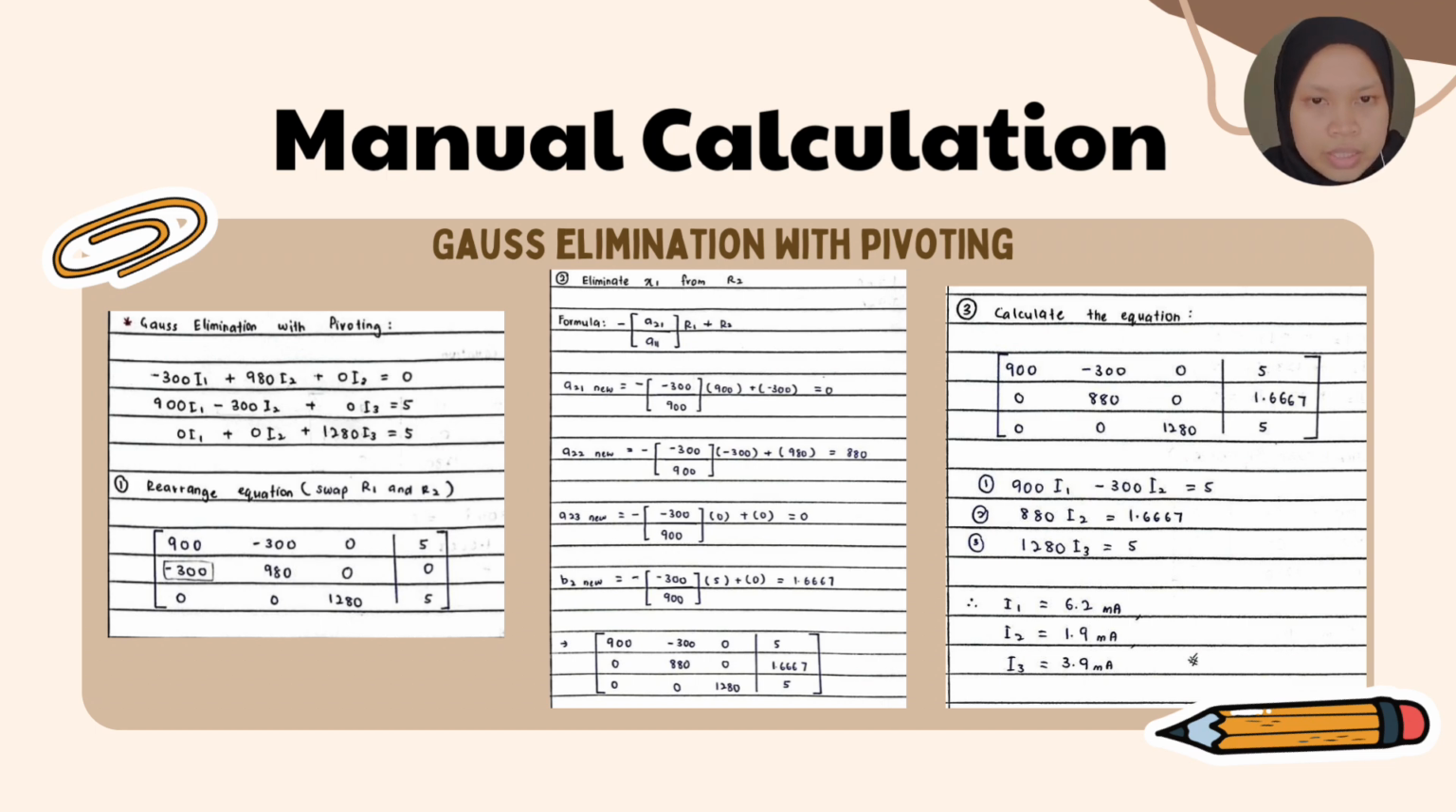The second method is Gauss elimination with pivoting. The steps are slightly similar. Firstly, we need to rearrange the equations that we get from the circuit, but we need to swap R1 and R2. After that, just do the same steps as the Gauss elimination method, which is to eliminate x1 from R2 using the formula and find I1, I2 and I3 after A21, A31 and A32 become 0.